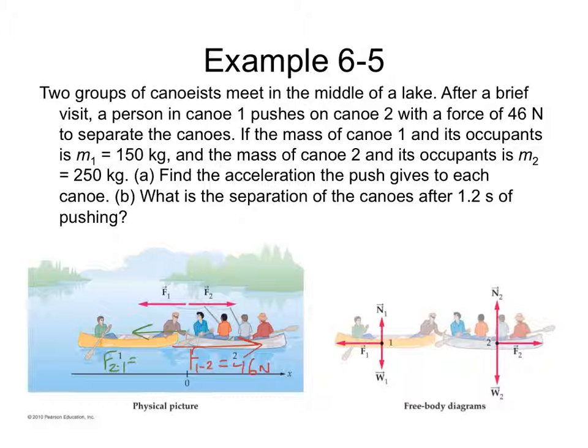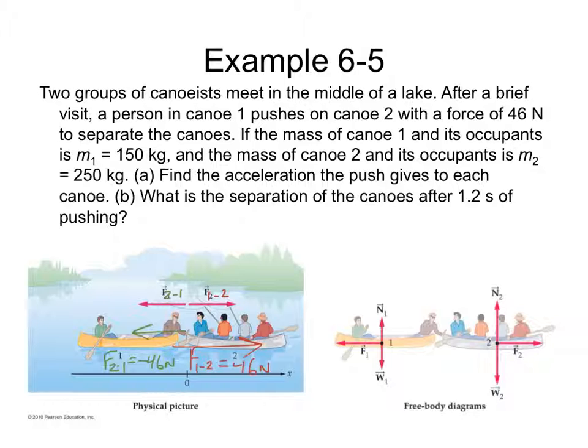If we look at our axis right here, here's positive x, here's negative x. So this would be the negative x direction, so it would be negative 46 newtons that canoe 2 is applying to canoe 1. I'm not really using the notation that they're giving us. I'm calling this force 2 to 1 and this force 1 to 2. I think that'll help keep things a little more organized.